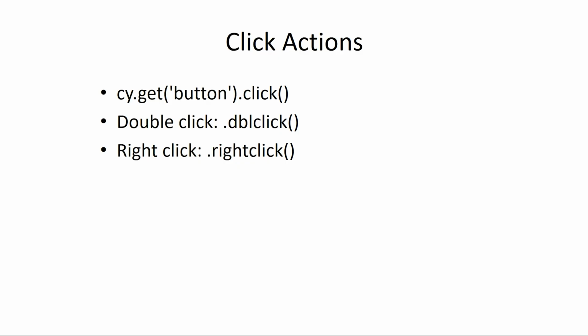Click actions. cy.get('button').click(). If you want to click on a button, use this command cy.get, then enter the element for the button, and then use the click method for clicking on the button. Double click: if you want to double click on a button, dblclick is used for double clicking on a button. And if you want to right click in Cypress, use the rightclick command.